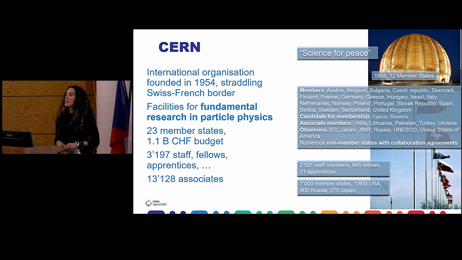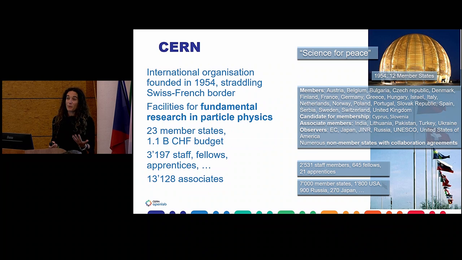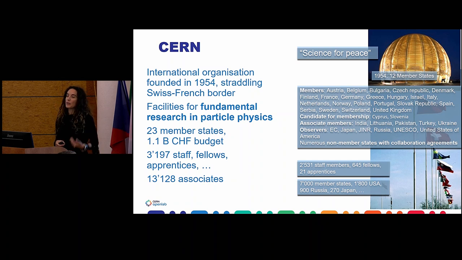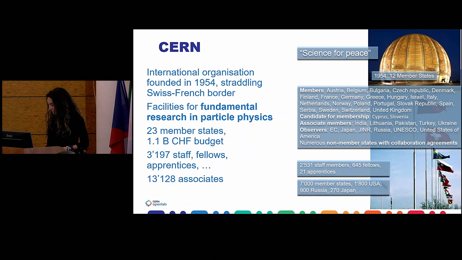So, CERN is an international laboratory that was founded in the 50s with the idea of building science for peace. We have now grown to huge numbers. We have a total of more than 13,000 associate scientists that come and do their research at CERN, and more than 3,000 people that are CERN employees, full-time at CERN. And you can see the number of states that are part of this collaboration.